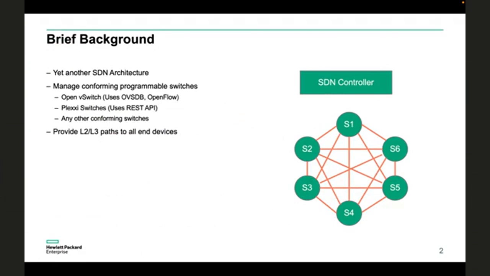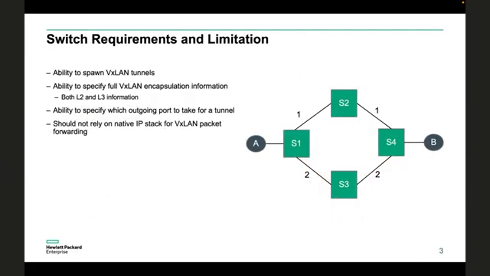Currently, this framework works well with a proprietary switch. I wanted to add some programmable switches to the framework as well, so I wanted to see if I can put OVS also as part of my SDN framework. Switch requirements are quite simple from the SDN controller's point of view. It needs to have a switch spawn VxLAN tunnels programmatically, which OVS can do via OVSDB. The switch needs to allow specifying the entire tunnel header fields and which port the tunnel packet should go out of.